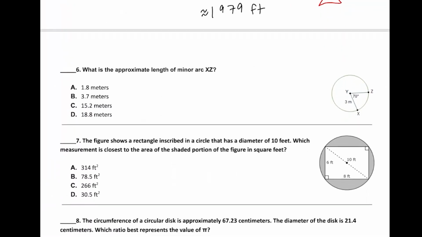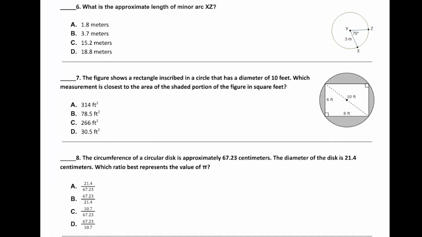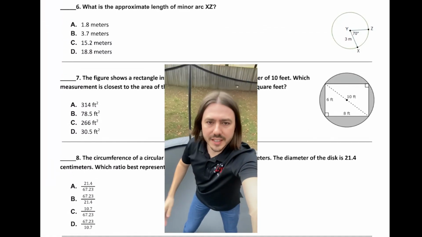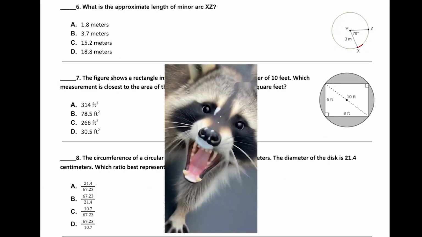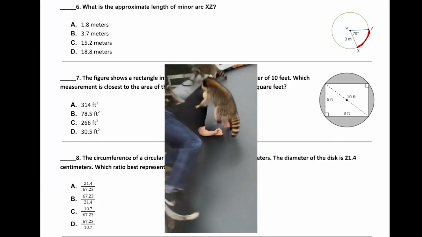Number 6 says, what is the approximate length of an arc on a circle with a radius of 3 7/8. Whoa! What the? Hey, you're everywhere. Nope, I'm out.